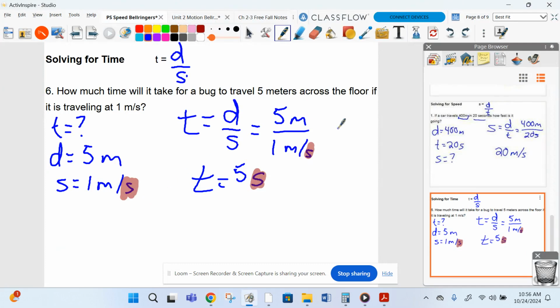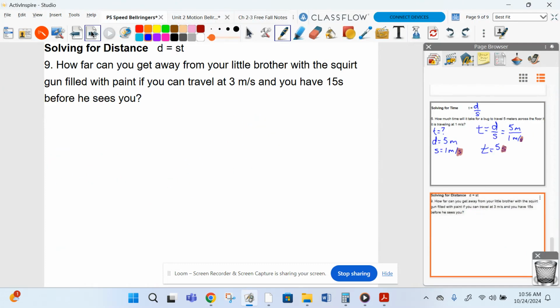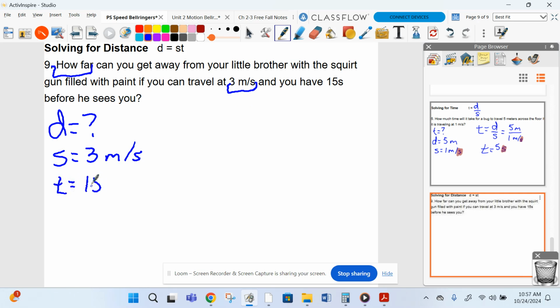number 9. Number 9 is solving for the distance. Distance will typically ask you how far can you go? How far will something be? That's solving for D. M/S, hey, there's something that's a length divided by a time. That is our speed or rate, 3 meters per second. And it's taking a total of 15 seconds.